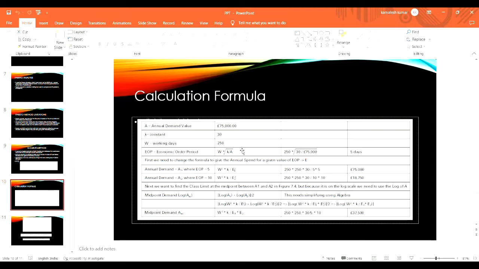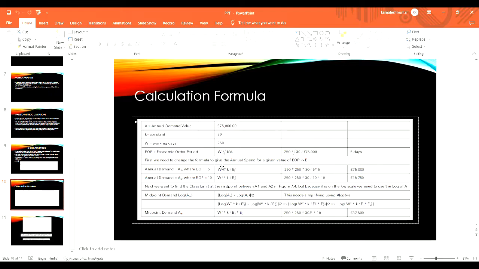K, and this K value will be changing with an interval of 10. Like we will be taking 5, 10, 20. I will be showing you in the Excel graph in the upcoming slides, so that you can have a better understanding of the graph.